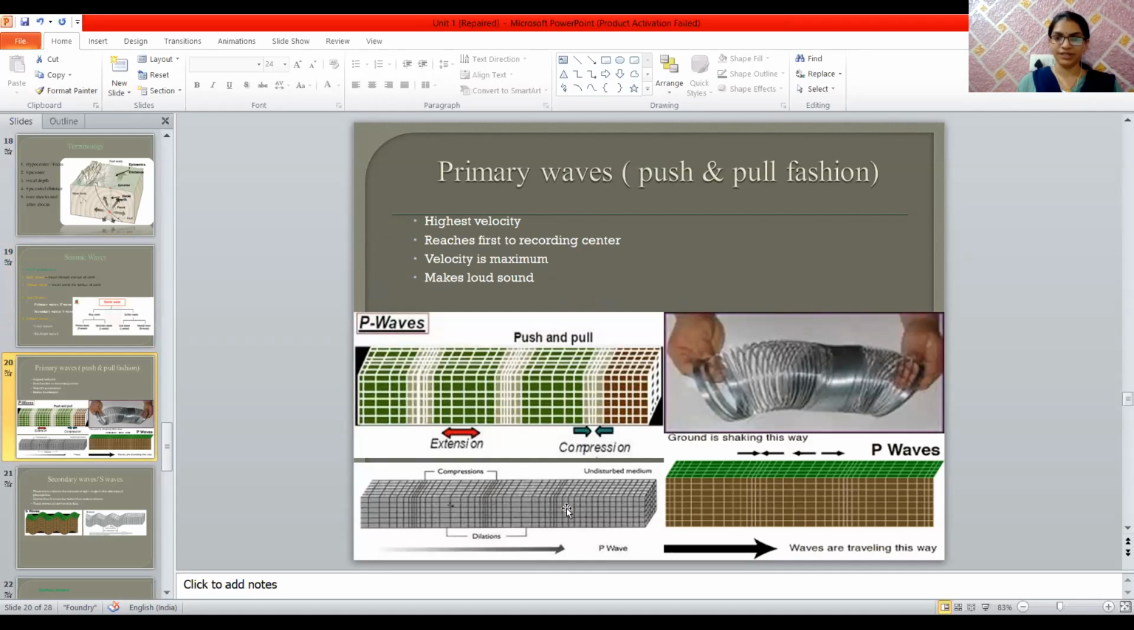seismogram is a recorder, a meter for earthquake measurement. This is the first wave recorded on the map or graph. The velocity is maximum, and its structure is like a sound wave, with compression and tension, sorry, expansion and compression. The waves are passing like this in this diagram. These are the push and pull functions.